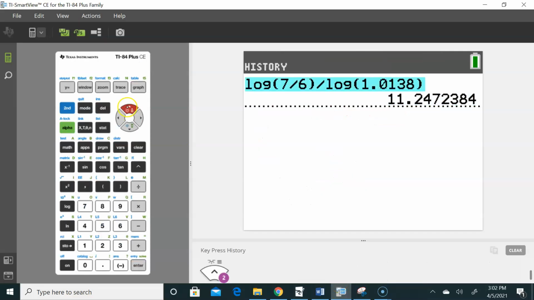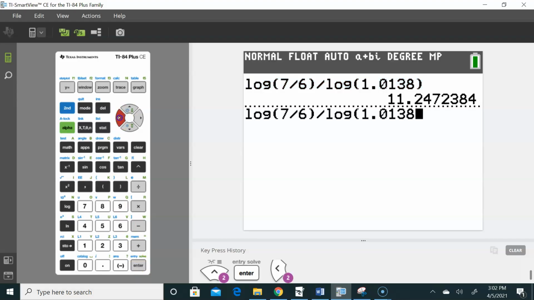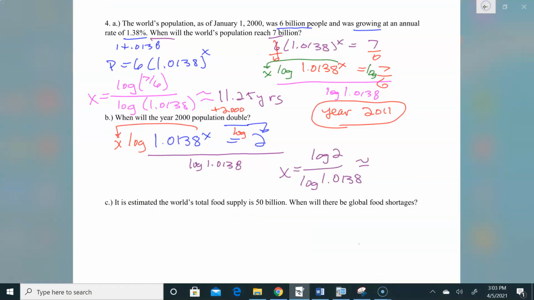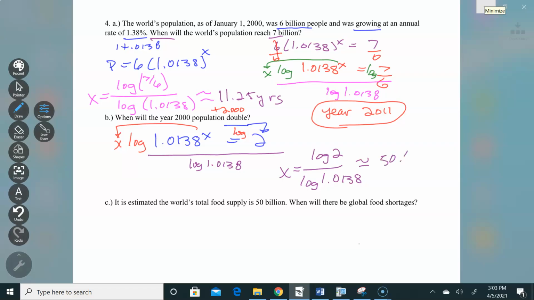And I'm going to cheat here a little bit because I don't feel like typing it all out again. I'm going to do 2 over 1. Yeah, with that 2 over 1 is the same thing. I get 50.6 years. Again, I got to add 2000 to that. So according to my calendar, it is the year 2050. Oof. Hopefully I make it to 2050. We'll see.